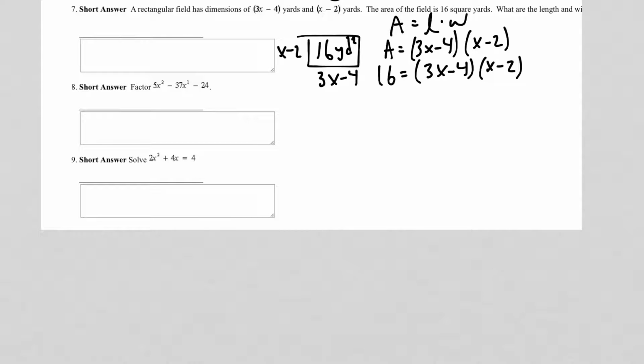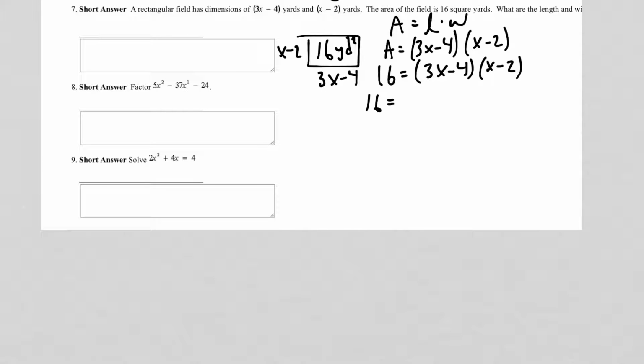Okay? So what I'm going to do is I'm going to FOIL. Do not make this mistake, please. Don't split it up and say, oh, I know how to do this. It's 3x minus 4 equals 16, and then x minus 2 equals 16. That makes no sense. You can't do that, because you can do this only if it's 0, right? That's the zero product property, okay? So if 16 was a 0, you could do that. Not in this case, though. It's 16. So what I need to do is FOIL, multiply the two binomials.